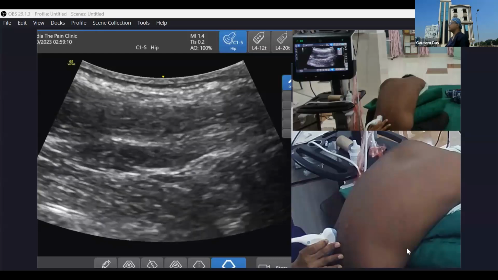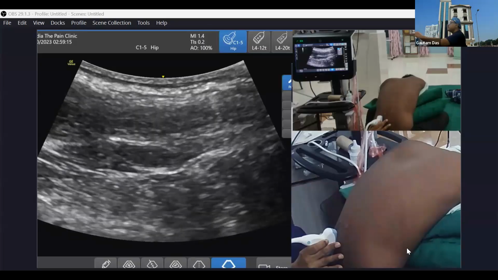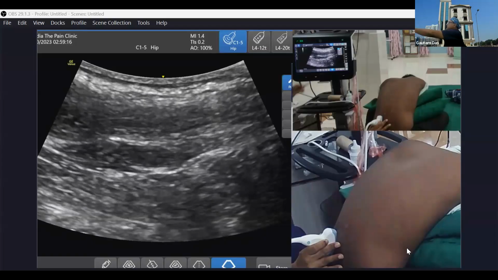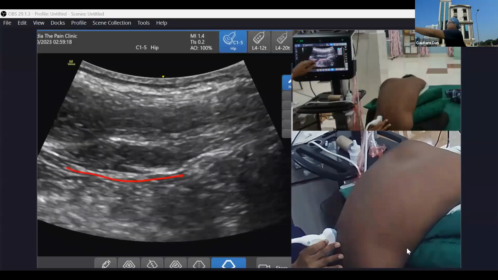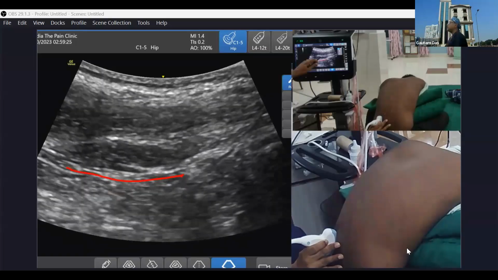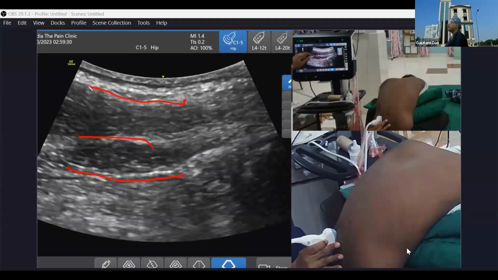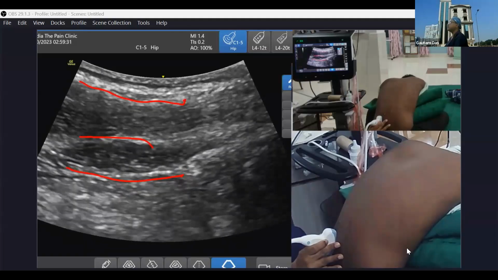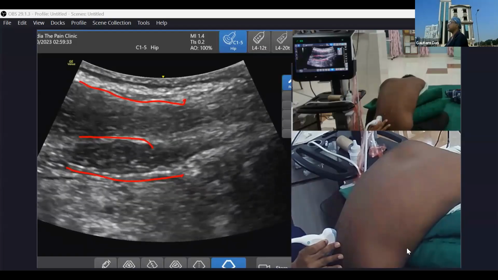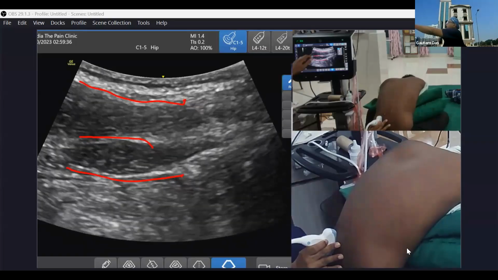So here also, you can see the thoracolumbar fascia. This is the anterior layer of the thoracolumbar fascia. The anterior and middle layers enclose the quadratus lumborum muscle. The posterior layer is posterior to the erector spinae group of muscles, and posterior to that is your latissimus dorsi muscle.